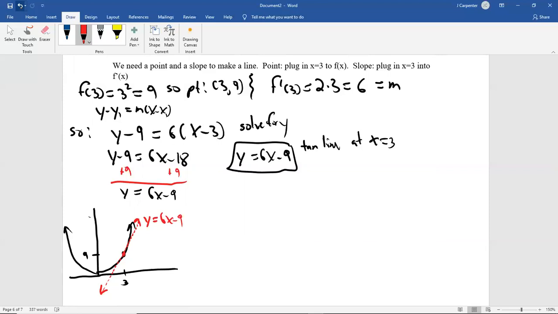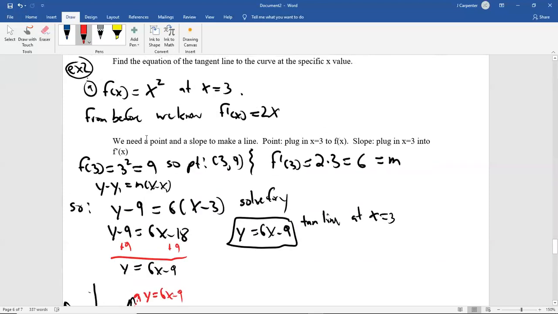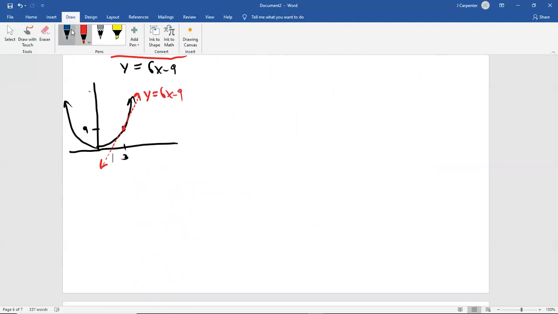All right, we got about 10, 15 minutes. Let's do another one. That was example 2A. Let's do B. I am getting sick of that, so I'm just going to leave it in blue and red. Let's do f of x equals x cubed at x is equal to 1.